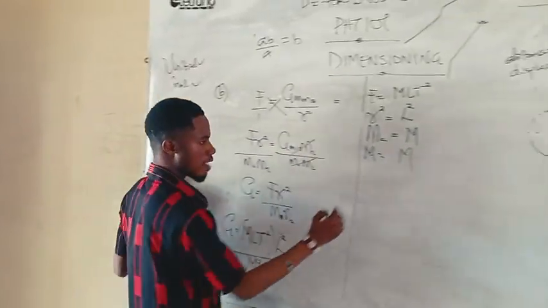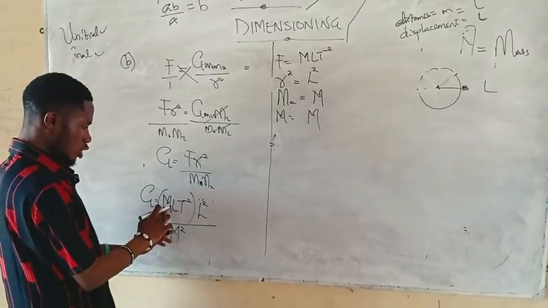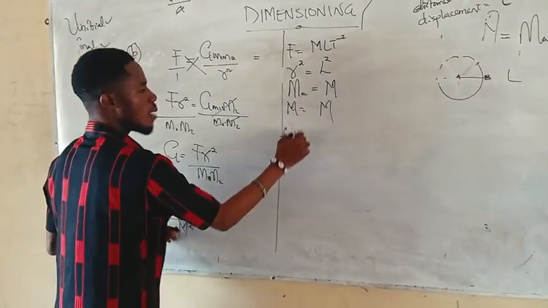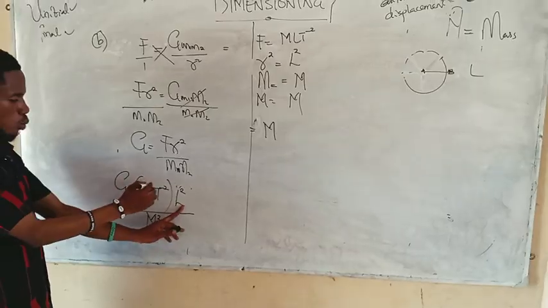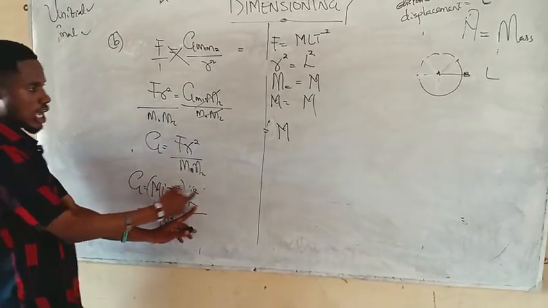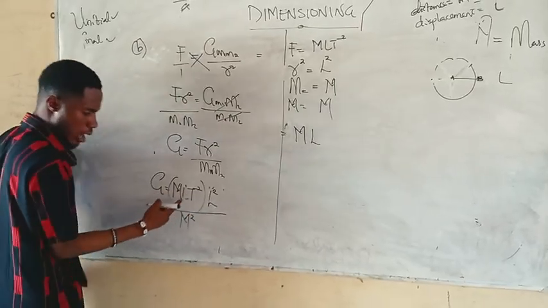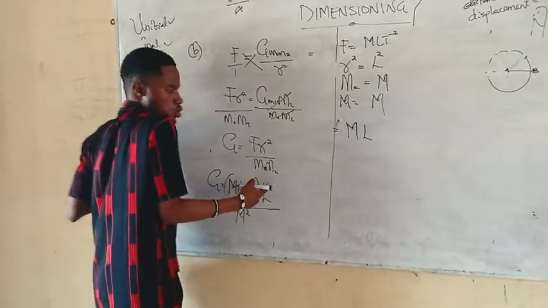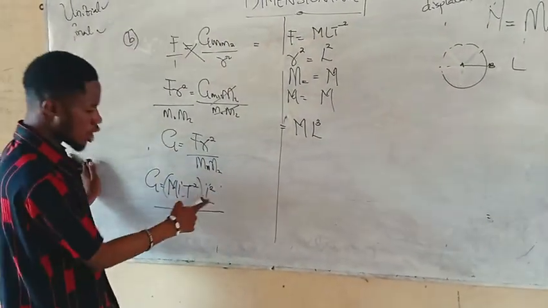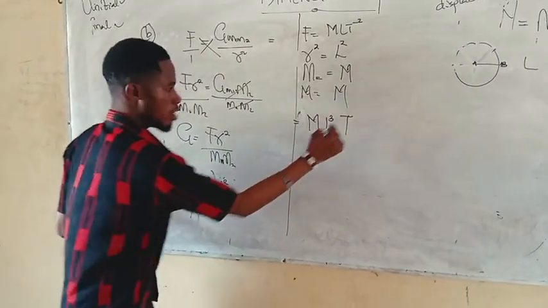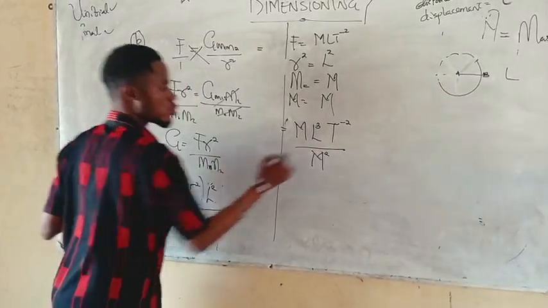If I expand this, M does not have anything to multiply here, so I'll bring M outside. L has something to multiply here, so I pick 1 L. I'll add powers when there's times. So I have 1 times L squared, so I add powers: 1 plus 2, I have 3. Then there's nothing to multiply with T. I have T raised to the power of minus 2, all over M raised to the power of 2.